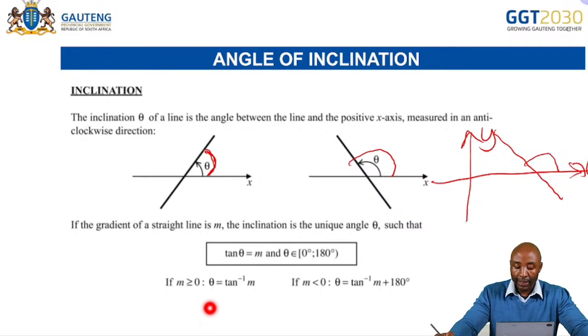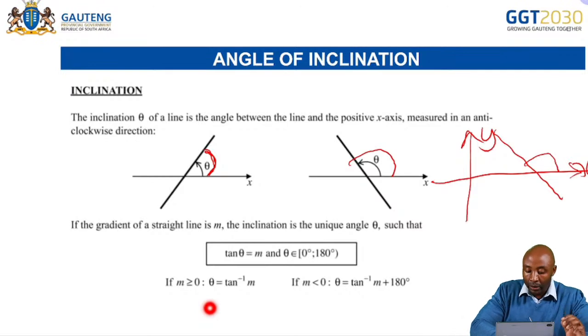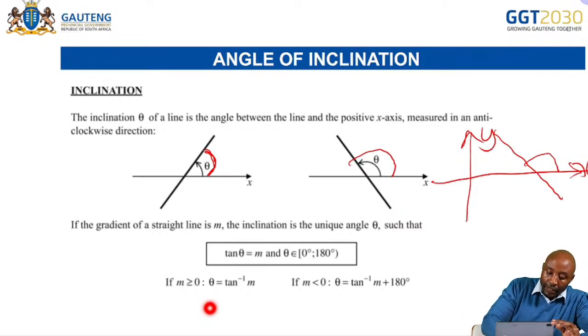If our gradient is greater or equal to 0, on our calculations, we know that theta will be given by shift, tan, and then we put our gradient, and we will get the angle of inclination. I have indicated that if our gradient is positive, we will have an acute angle between 0 and 90 degrees. It will be a positive angle. But if our gradient is negative, we will have our angle. If we just punch it on the calculator, it gives us a negative angle. So the easiest way, you add 180 so that you are able to get the obtuse angle that you need.